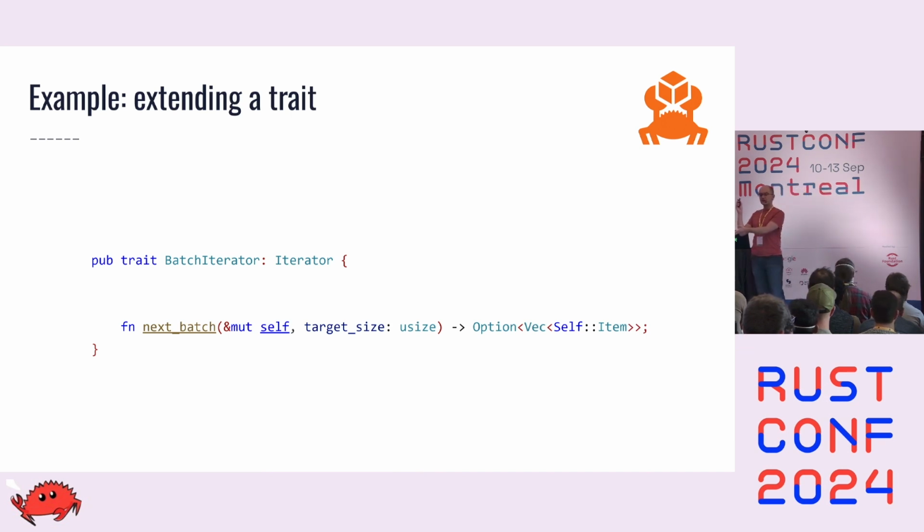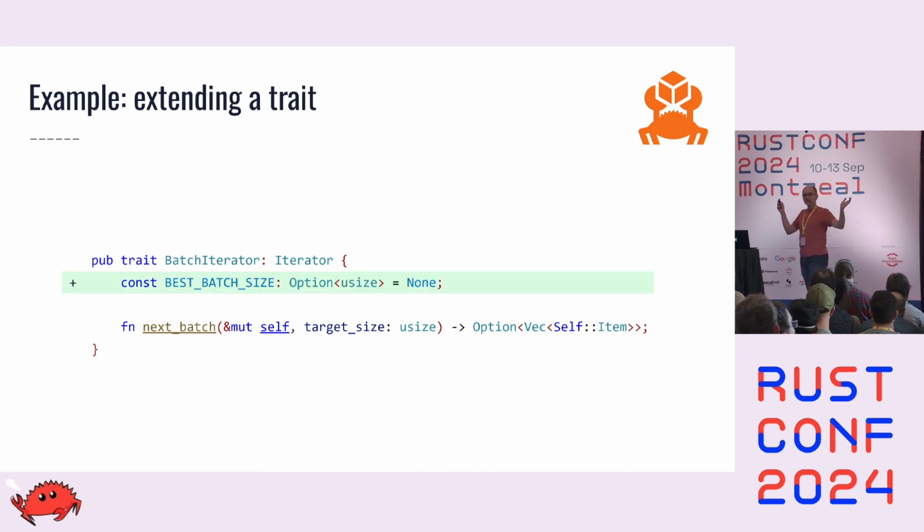And let's say that we've noticed that after using this trait for a while, a lot of our BatchIterator implementations are particularly optimized for a specific batch size, like 8 items at a time is particularly efficient for some reason. So we say, great, we want to extend this trait.